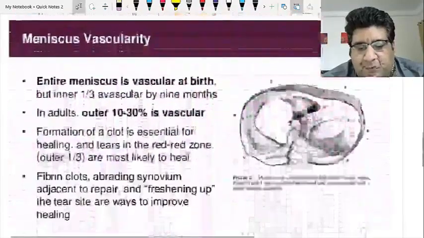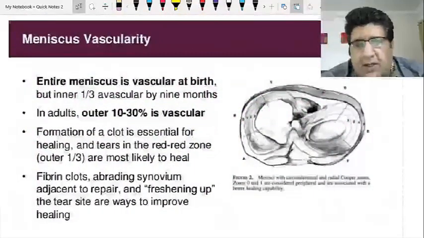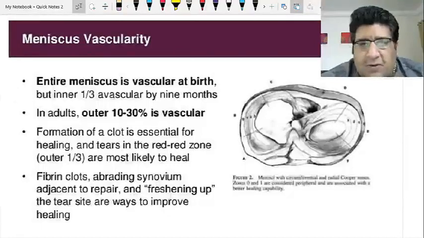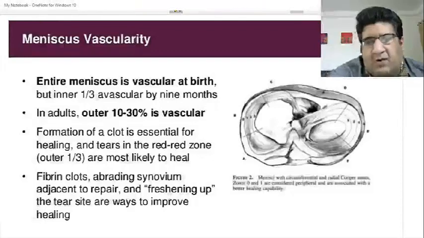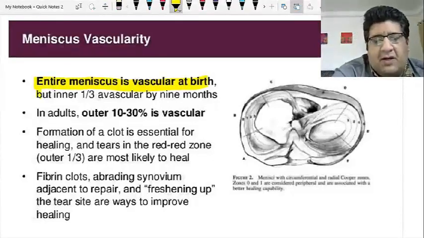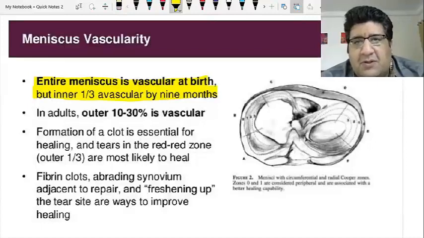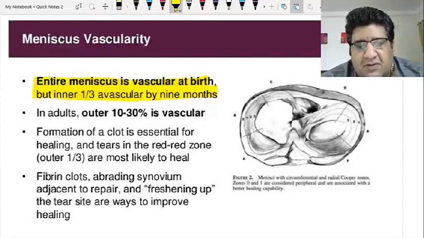There is one more thing that I want all my students to know: the entire meniscus is vascular at birth. By 9 months of age, only the inner one-third loses its vascularity. I feel that embryologically it is a very important point that there is no distinction at the time of birth. The distinction that I've told you is something that we have right now. At the time of birth, the entire meniscus is vascular, but as time advances, the inner one-third loses its vascularity. In adults, you and me, the outer 10 to 30% is vascular.